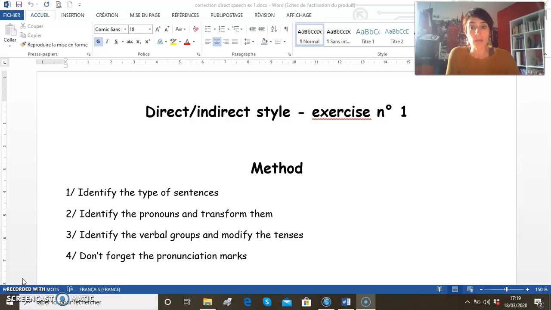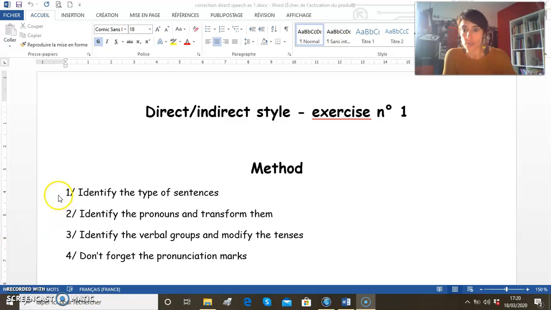So this is our first video to correct the exercise on direct style and indirect style. So first, before correcting, we need to identify the method, and I want you to really ask yourself this question before transforming, to be aware of what you're doing so that you will avoid any mistakes. And you've got to be extremely rigorous. This is not difficult, but you need to go through the different steps.